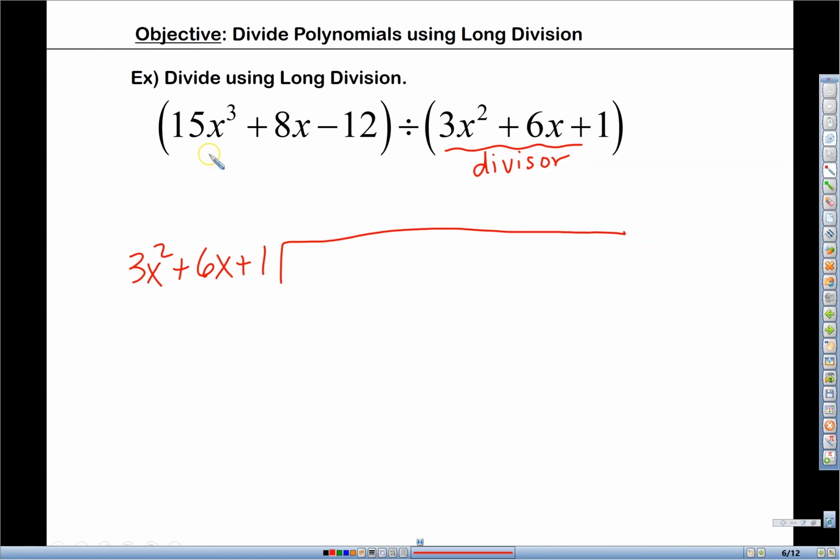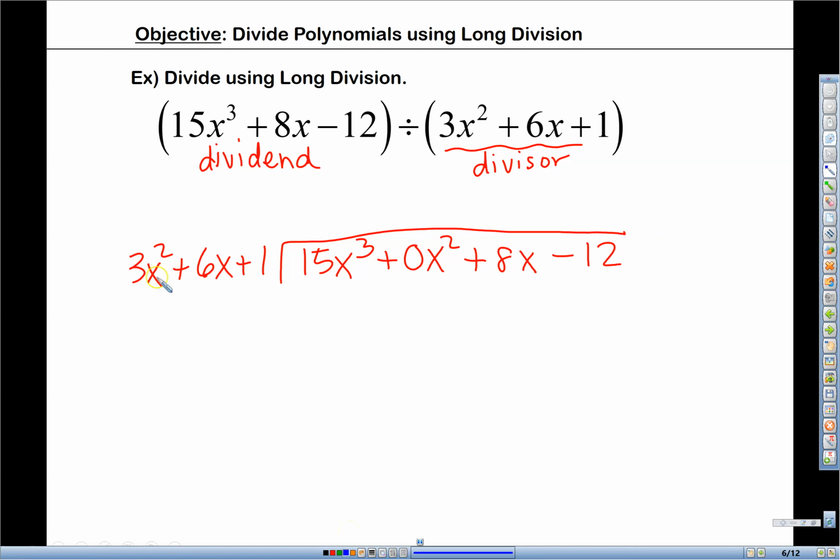And whatever is first is always the dividend, which is what we are dividing into. And that's what goes inside. So here we have a 15x cubed. Notice we have no x squared term this time, so I put plus 0x squared. Then I do have an x, so I put my plus 8x, and then my minus 12, my constant term at the end. So again, that process that we have to learn.